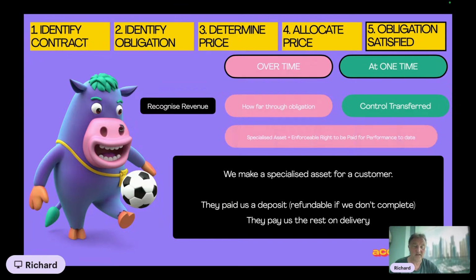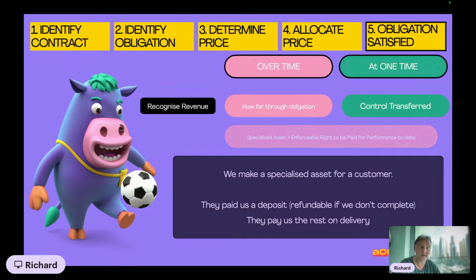isn't it? So the rules are, if it's a specialized asset, you can treat it over time, you can recognize the revenue over time, but only if you've got a right to be paid over time for performance to date. If you haven't, then it's at one time as opposed to over time. So it'd be at one time there.